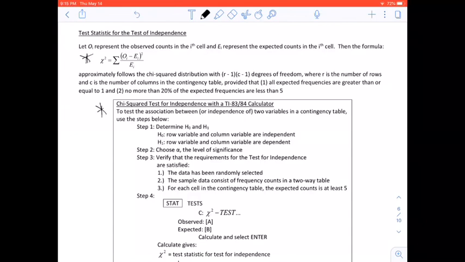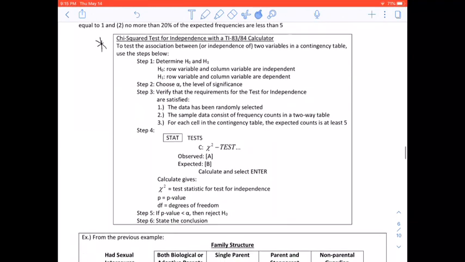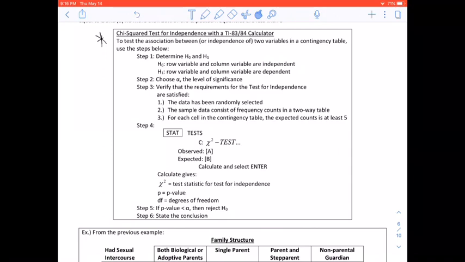So in order to calculate our chi-square test for independence with the TI-83 or 84 calculator, first we're going to write down our null and our alternative hypotheses. Our null is that the row variable and column variable are independent. And then our alternative is that the row variable and column variable are dependent. Then we have our level of alpha. Step 3 is to verify that those requirements are met and that this test can actually be conducted.